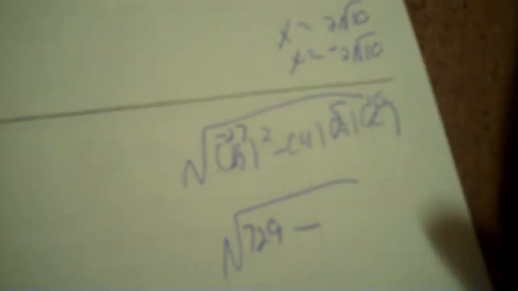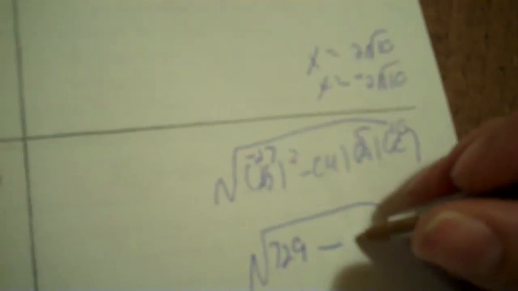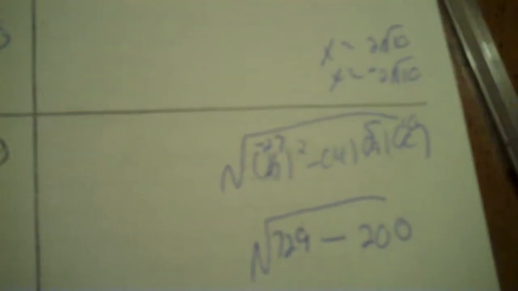So I will take negative 27 times itself. Don't rely on the caret. That's 729. Then you take 4 times 5 times 10. That's 200. Did I do that right? Negative 27, 4, 5, 10. Yeah, I did. Okay. I think I did.